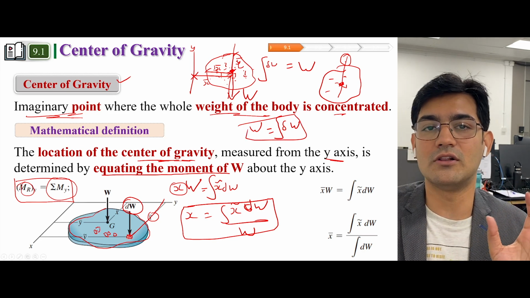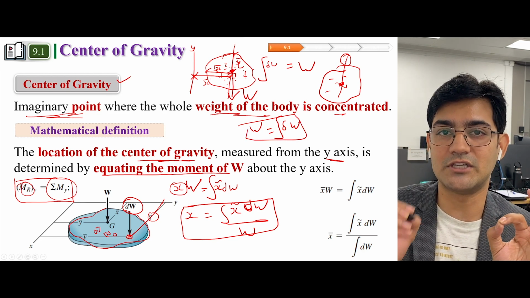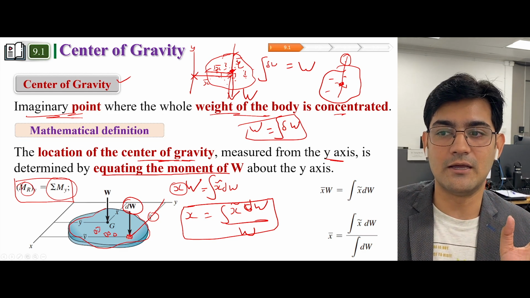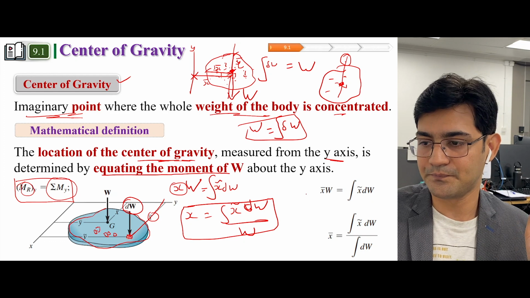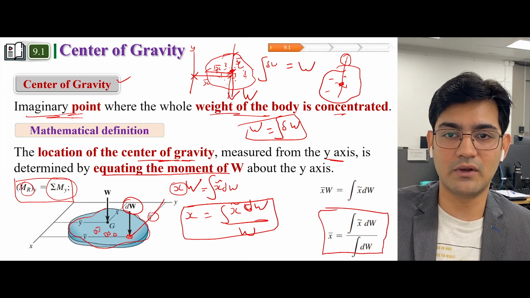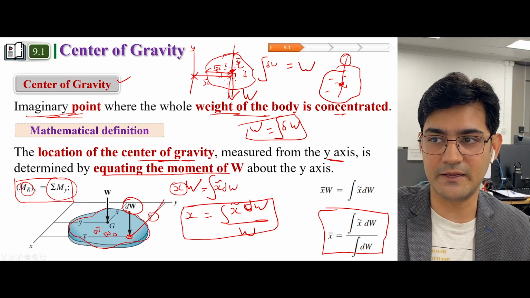So we have to sum up all the individual weights which are acting on all these particles, and if you sum them up or integrate them, then you can calculate the total weight. So this is the final equation which we can use to calculate the center of gravity.